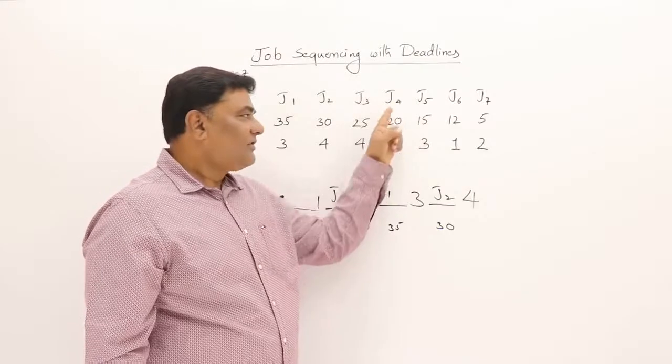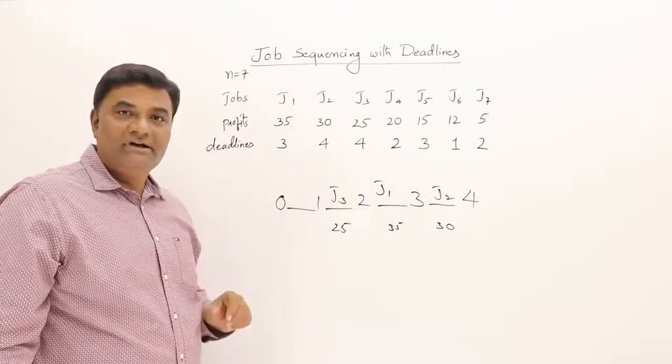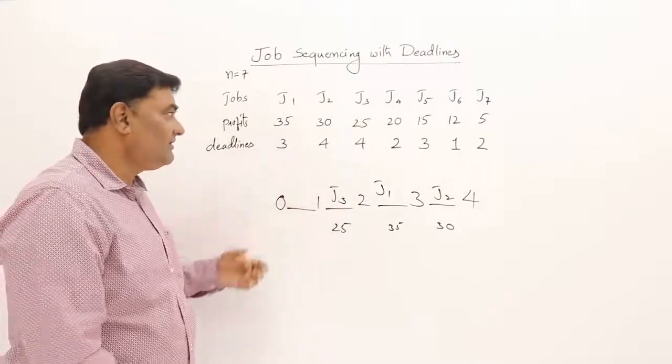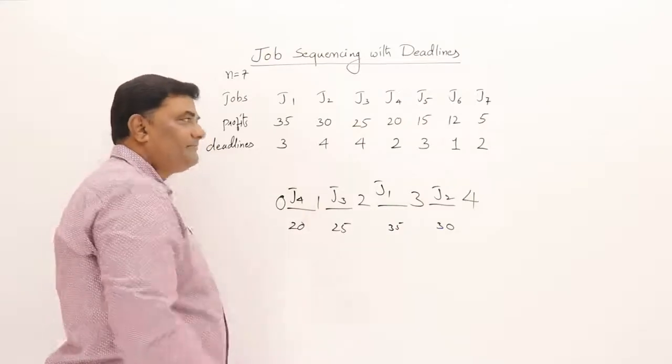Now J4, what is the deadline? 2. 1 to 2 already occupied. But can it be done early? Yes, this slot is free. So job 4 can be done here and its profit is 20.